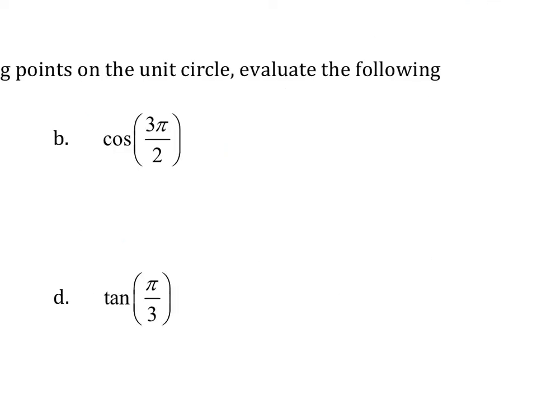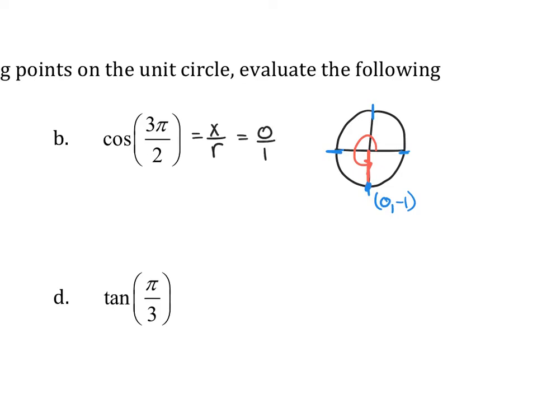Okay, now we're on to cosine of 3 pi over 2. Again, I locate the angle first. 3 pi over 2 corresponds to the negative y-axis as the terminal ray. And you can count around. Here's 0 pi over 2, 1 pi over 2, 2 pi over 2, 3 pi over 2. This ordered pair is 0, negative 1, and cosine is the x value divided by the radius. The x value is 0, the radius is 1, so I just get 0.